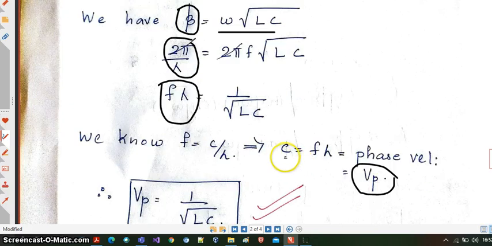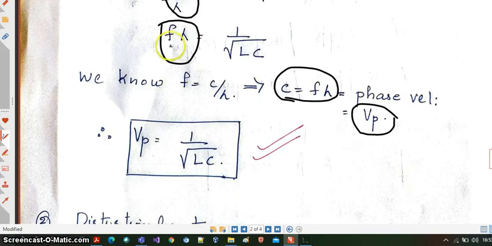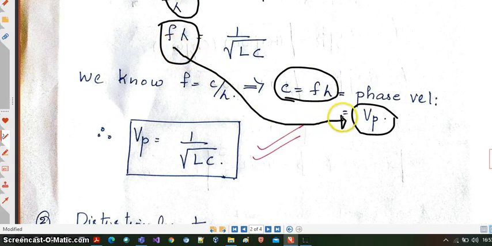And you know f lambda is equal to c, which is your phase velocity, often represented as Vp. So instead of f lambda I can use the term Vp, that is equal to 1 by square root of LC. So this is the phase velocity of a lossless transmission line.